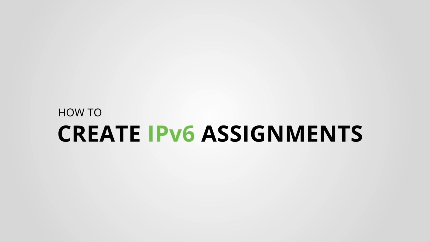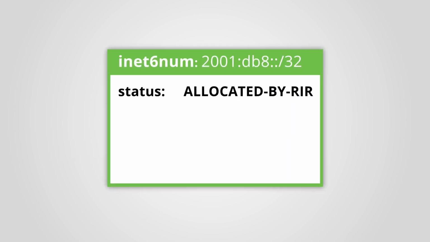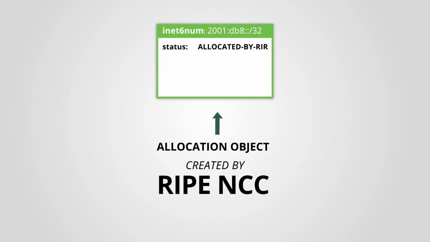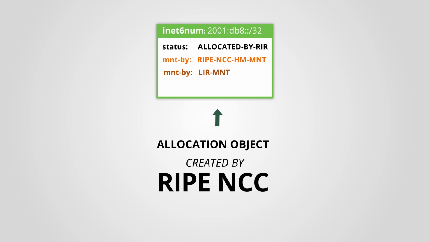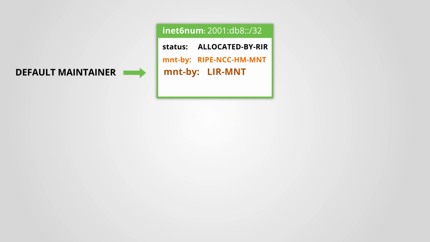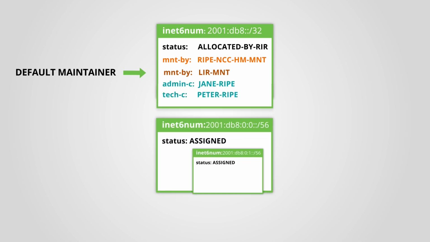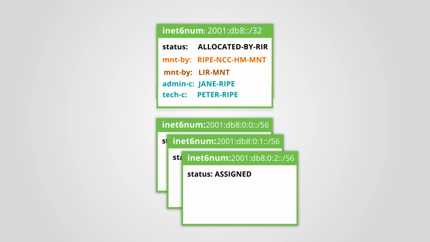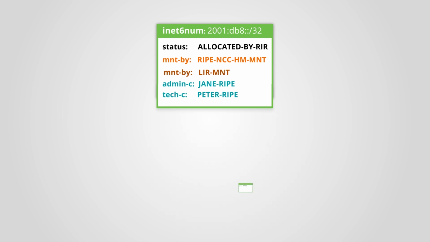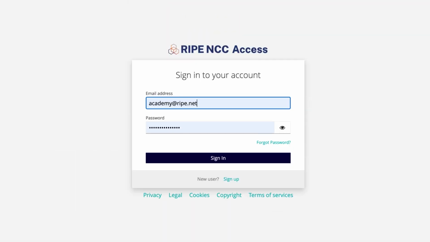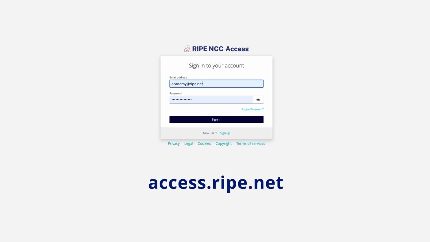In this video, you will learn how to create IPv6 assignments in the RIPE database. If you look at the inet6num object that represents your allocation, you can see that your default LIR maintainer is listed as mnt-by. This means that you can update some attributes of the allocation object, and you can create new objects for smaller address blocks within your allocation. To do this, you need to be logged in with your RIPE NCC Access account.